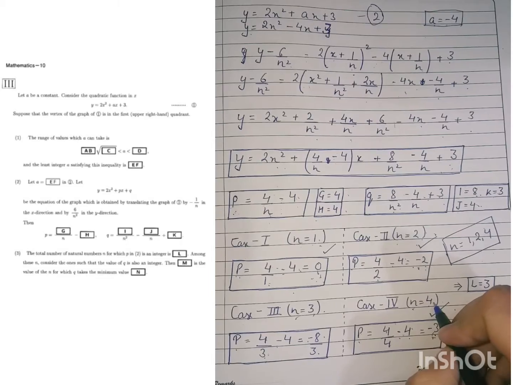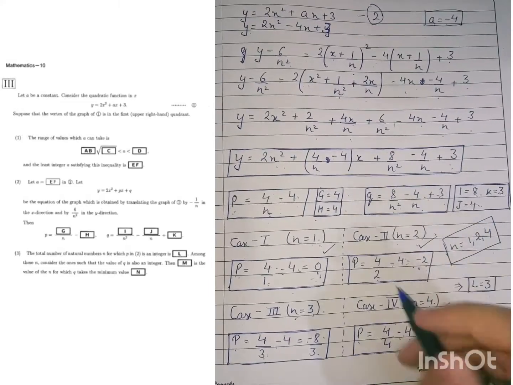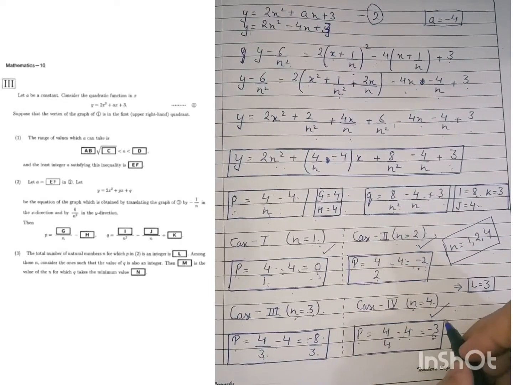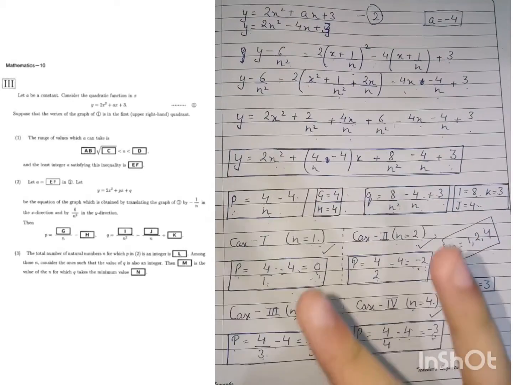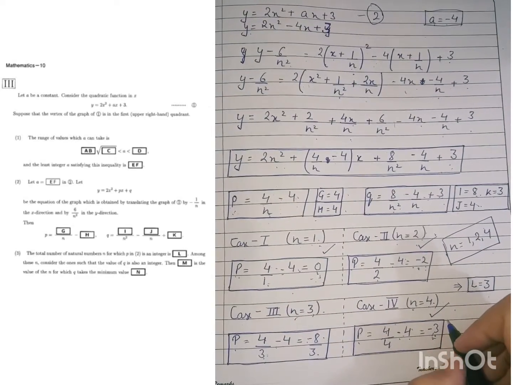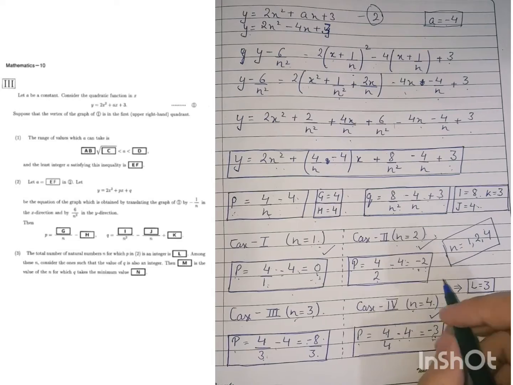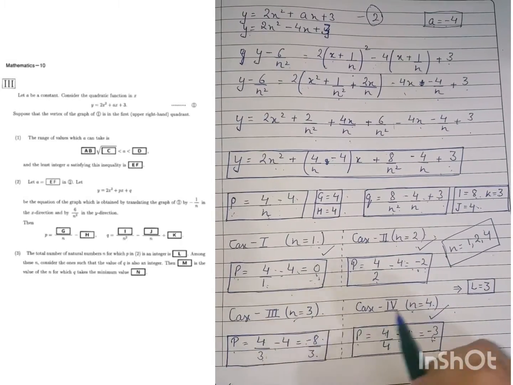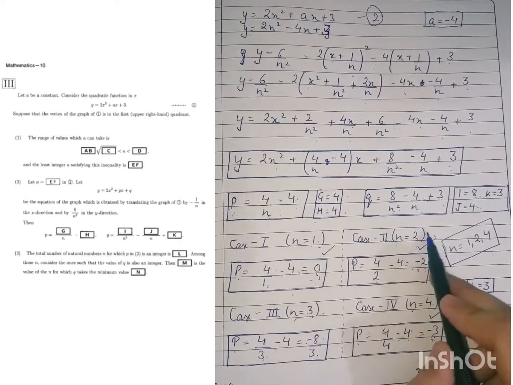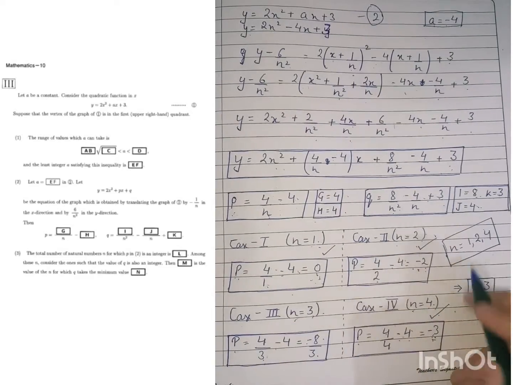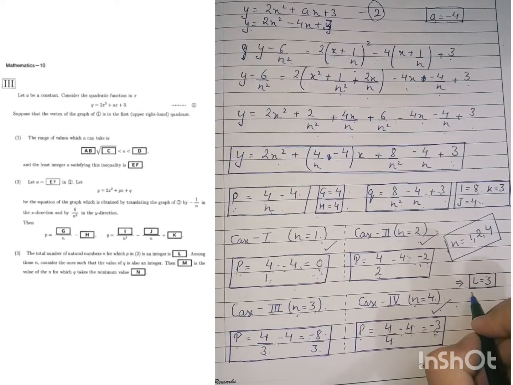So L was the total number of natural numbers which satisfy p an integer. So there are just 3 natural numbers, 1, 2 and 4. There are 3 numbers, so L is equal to 3.